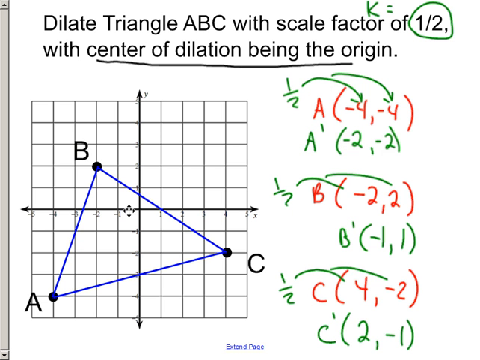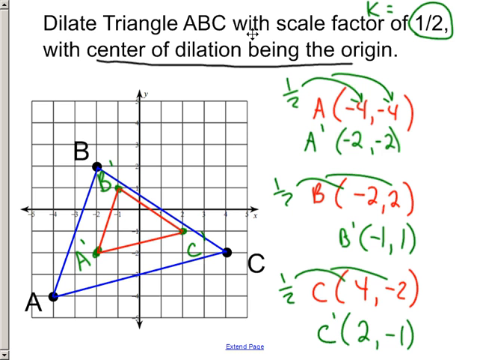So let's just go and graph. -2, -2 is A prime. B prime is -1, +1. And C prime is at 2, -1. Connect the points together, and we have successfully dilated the triangle to where it's exactly half the size of what it was before, and it's all centered around the origin right here.